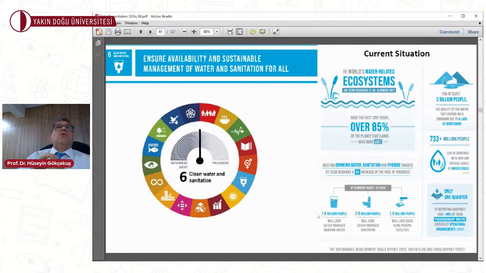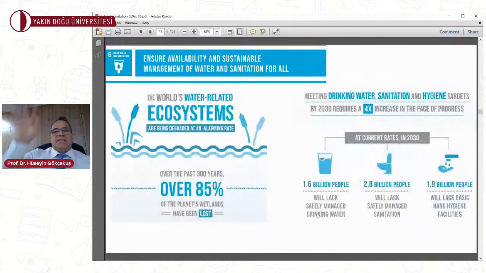Let's start with goal 6, clean water and sanitation. You can see the current situation. We will focus on some of them. We select some of them. The world's water-related ecosystems are being degraded at an alarming rate. Over the past 300 years, over 85% of the planet's wetlands have been lost.